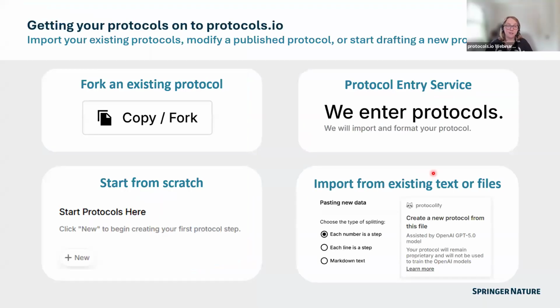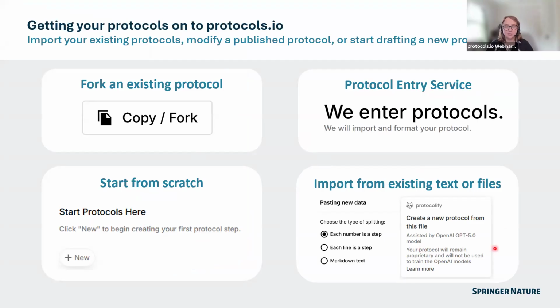There's four main ways that you can get your methods on protocols.io. One of them is to fork an existing protocol. So this is to find someone else's protocol and make your own variant of it. And I'll discuss the terminology of that in the next slide. Another is to enter protocols through our service, starting from scratch or importing from existing text or files.